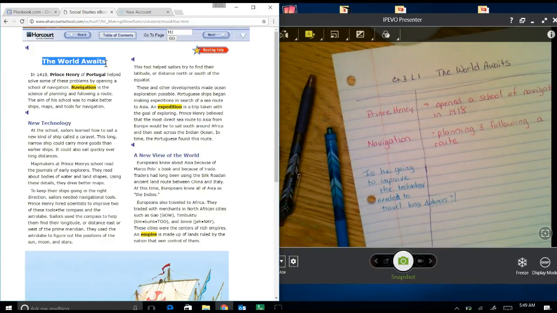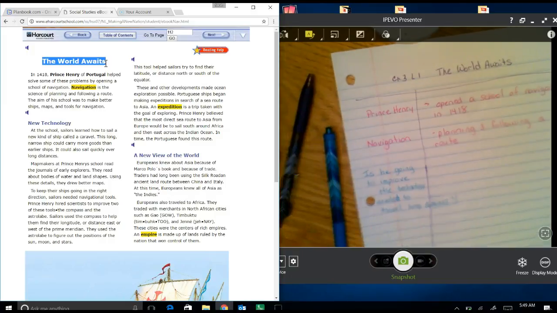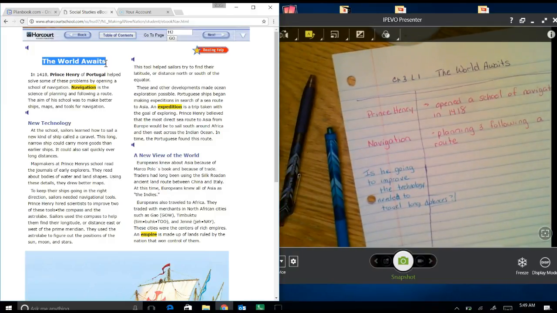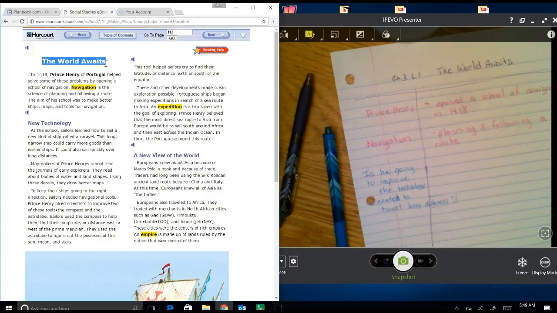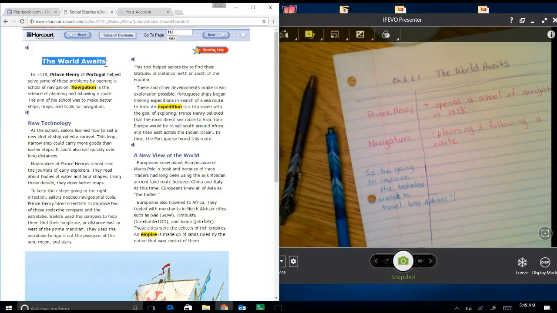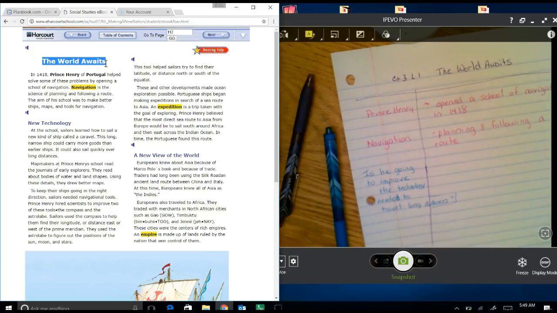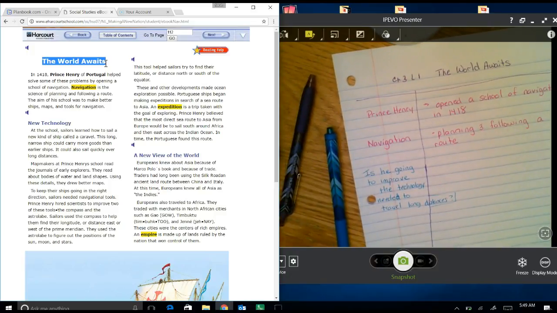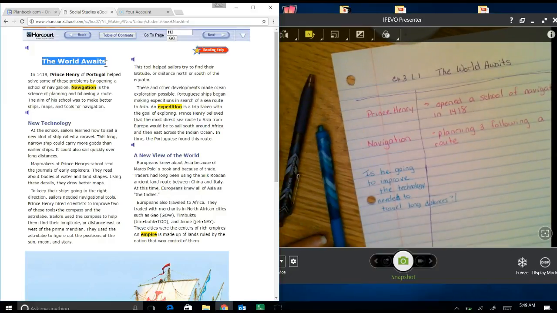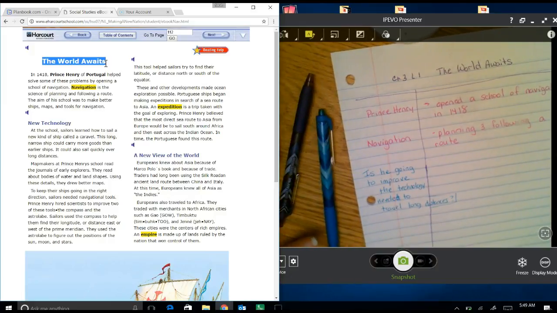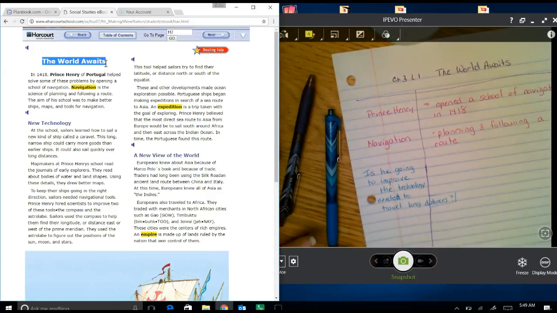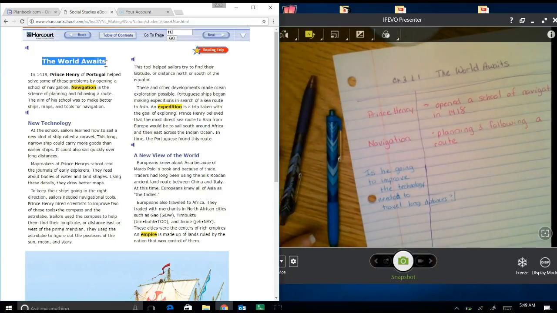Prince Henry hired scientists to improve 2 of these tools, the compass and the astrolabe. Sailors used the compass to help them find their longitude or distance east or west of the prime meridian. They used the astrolabe to figure out the positions of the sun, moon, and stars. This tool helped sailors try to find their latitude or distance north or south of the equator. These and other developments made ocean exploration possible.